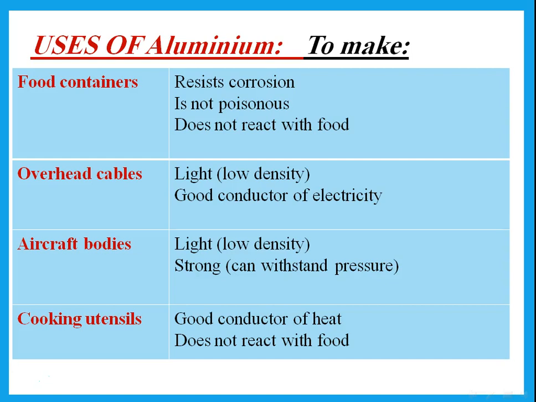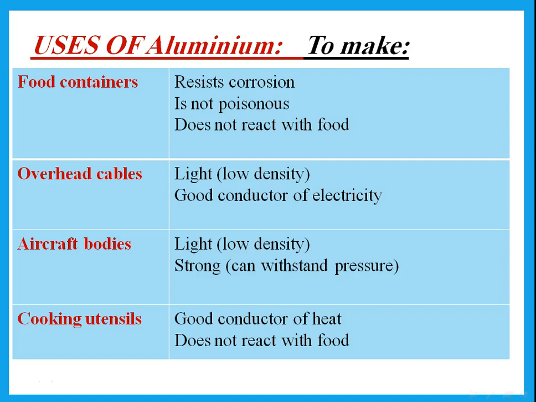I also use aluminium to make aircraft bodies. The bodies of airplanes are made of aluminium. Now, why is it that I can use aluminium? Because to make airplanes, I need something that is not very heavy. So aluminium has low density. And I need something that is strong to withstand pressure. You know that when the airplane goes up in the atmosphere, there is a high pressure on it. So it has to be strong in order to withstand pressure, and it has low density, or it is light.